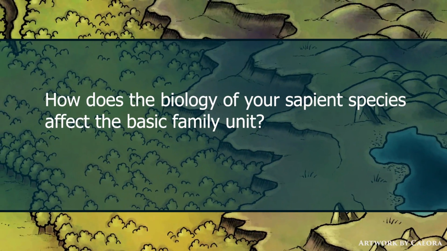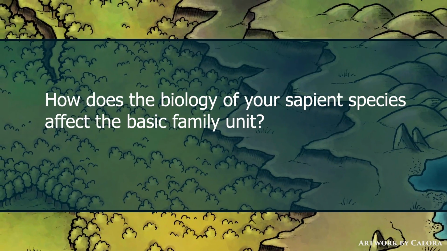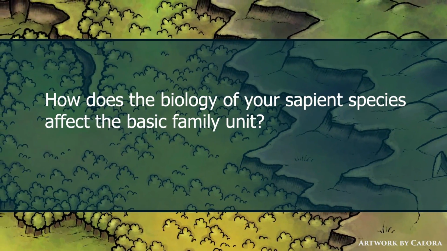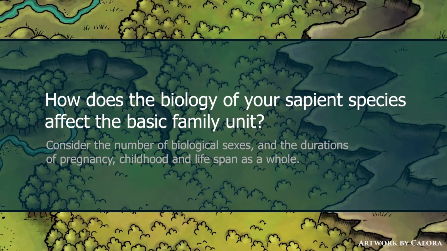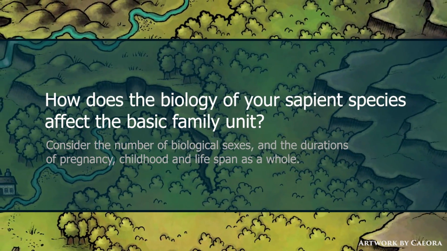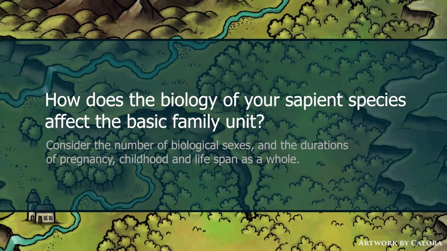Alright guys, it's time for prompt number 1. We're following a series of prompts in order to build our world from the smallest unit to the largest unit. Get your notebooks ready, or open up a World Anvil page and start making notes. Remember to put your answers in the comments below so we can all share our notes. How does the biology of your sapient species affect the basic family unit? Think about the number of biological sexes and the durations of pregnancy, childhood, and lifespan as a whole. And that leads us to the next question.